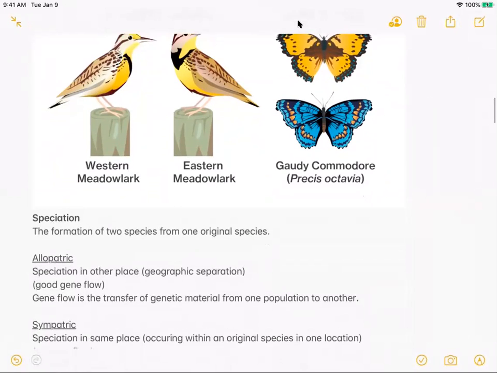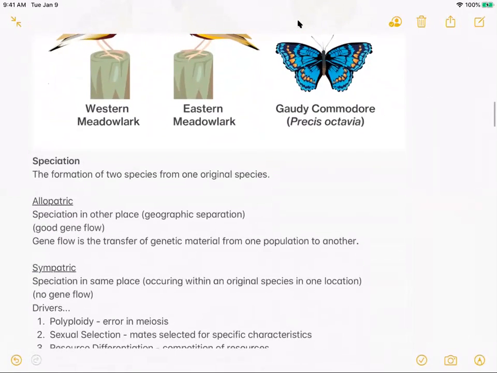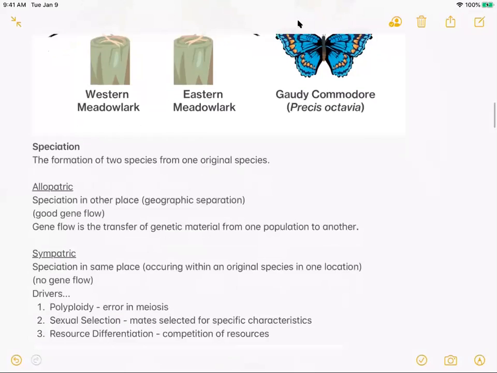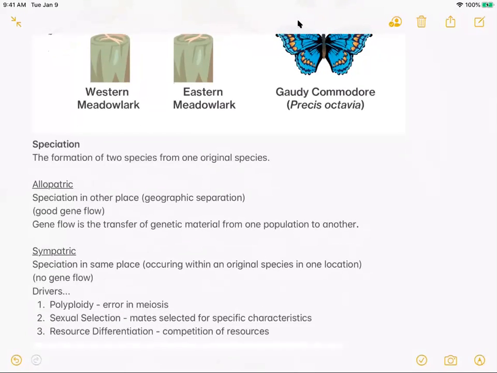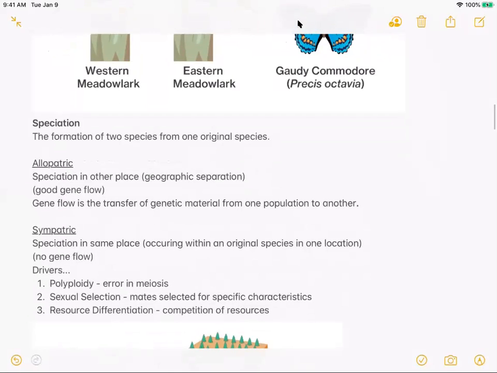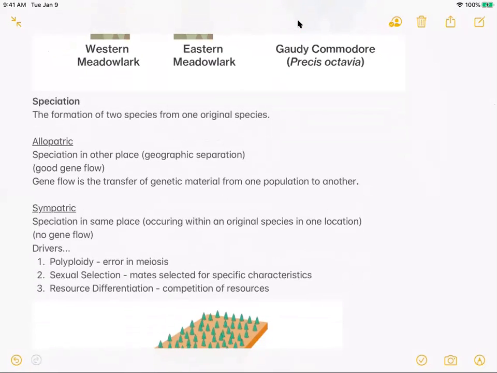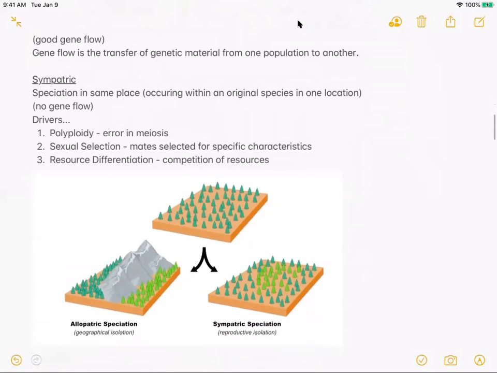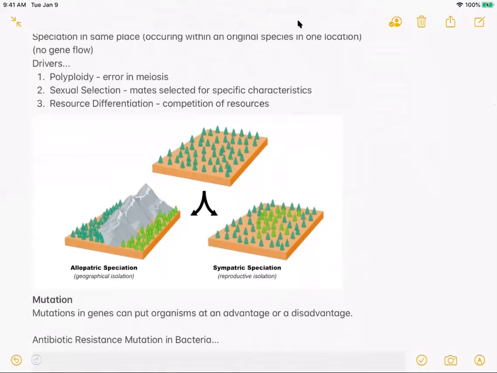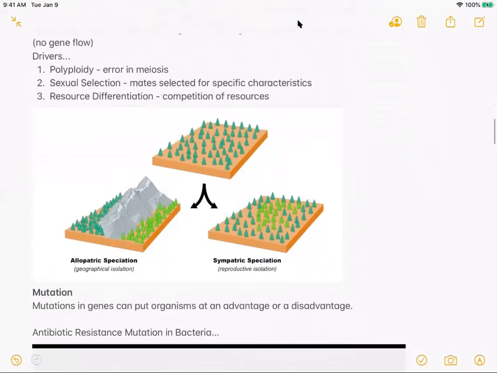All right, so I'm going to move forward into speciation. So speciation is the formation of two species from one original species. And there's two types of speciation. There's allopatric and sympatric. So allopatric is speciation in another place. So basically, if you have two different species, it's because they were separated. So I actually have this diagram here that shows the difference between the two types of speciation.